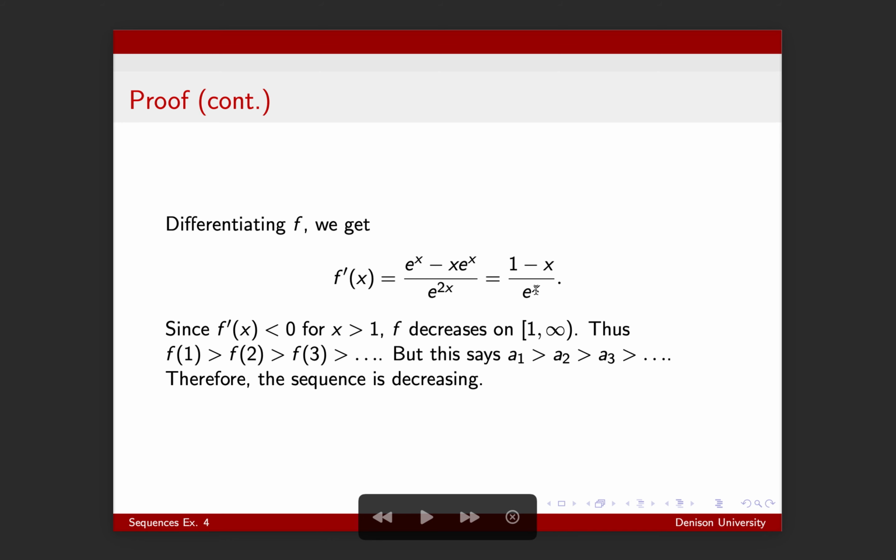the quotient of a negative and positive number is always going to be a negative number. So f prime of x is less than 0. So this tells us that f decreases on the interval from 1 to infinity. Thus, f of 1 is greater than f of 2 is greater than f of 3, and so on.